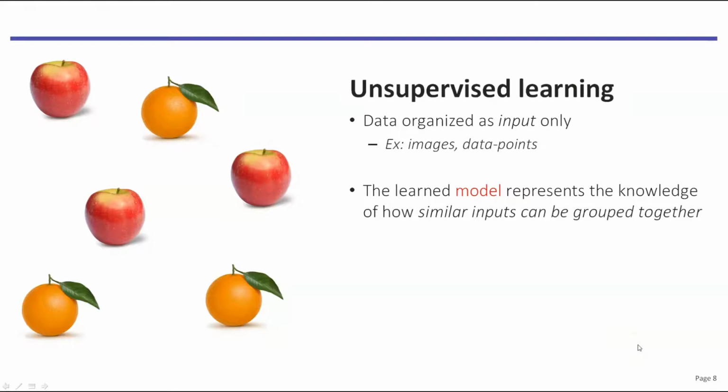And the model that we wish to learn in unsupervised learning is some kind of representation of similarities of different inputs, so that we can group them together in some way. The goal is to obtain subsets of the data which are homogeneous to some degree, or in some defined optimal sense.